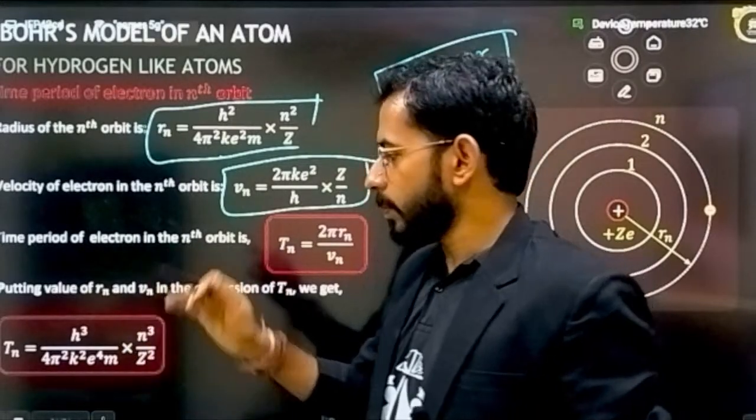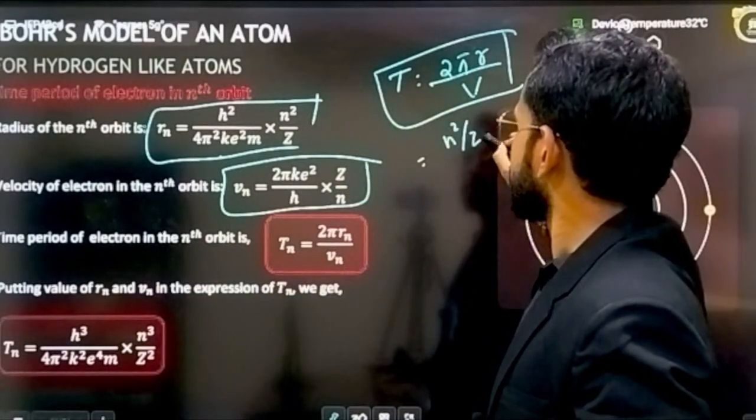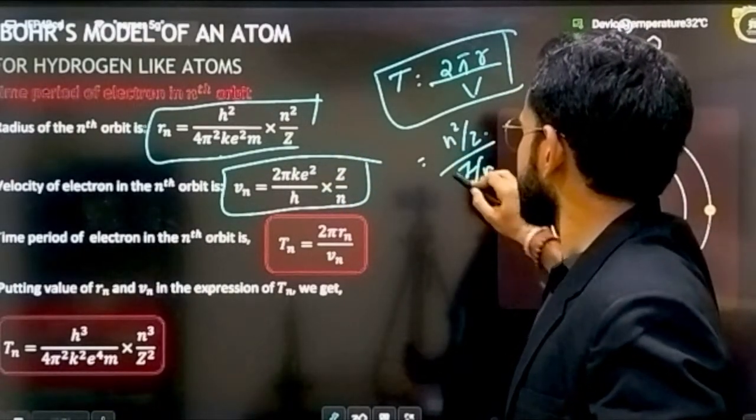But it is important to remember that you already know this. Tell me, radius is proportional to what? n square by z. Correct? And what is the velocity proportional to? This is proportional to z by n.